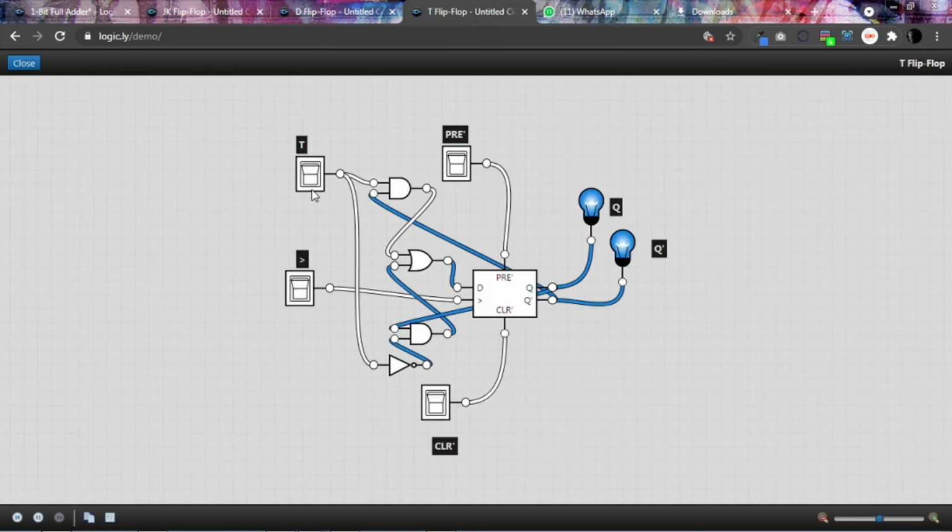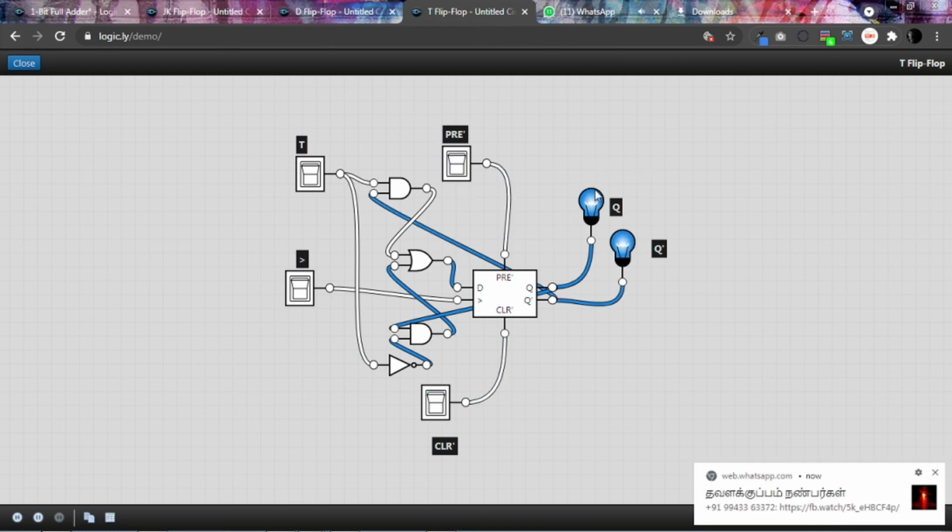Likewise, we can see how T flip-flop works. If the input is 1 and the previous output is 0, then the output is 1 0. If the input is 0 and the previous output is 0, the output is 1 1. If the input is 1 and the previous state is 1, the output is 0 1.